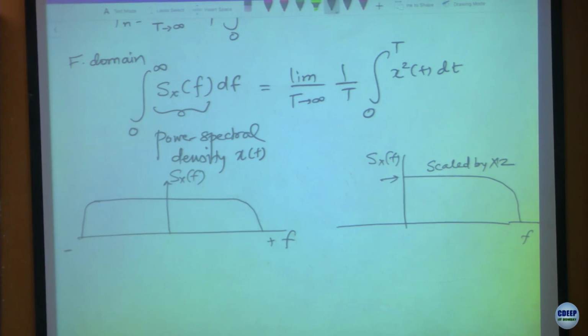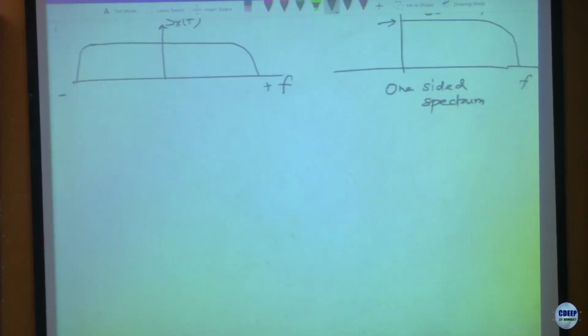Factor of 2, okay. And this is called one-sided spectrum. Now, this is used for circuit analysis, okay. And also, if you look at noise measurements on the equipment, noise calculations on the equipment, they are all done using single-sided spectrum, okay. Now, let's look at really fundamental stuff.